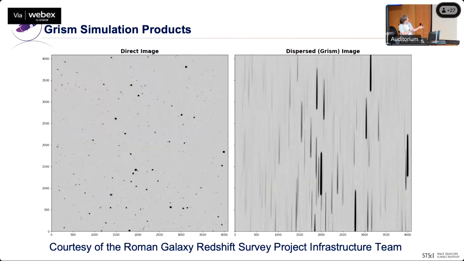Here is the example of what we have for our direct image and 2D GRISM image, showing you, again, the quality of the data. So again, this is a single detector, and we have a tutorial that shows you how to go through this and extract the 1D spectra.